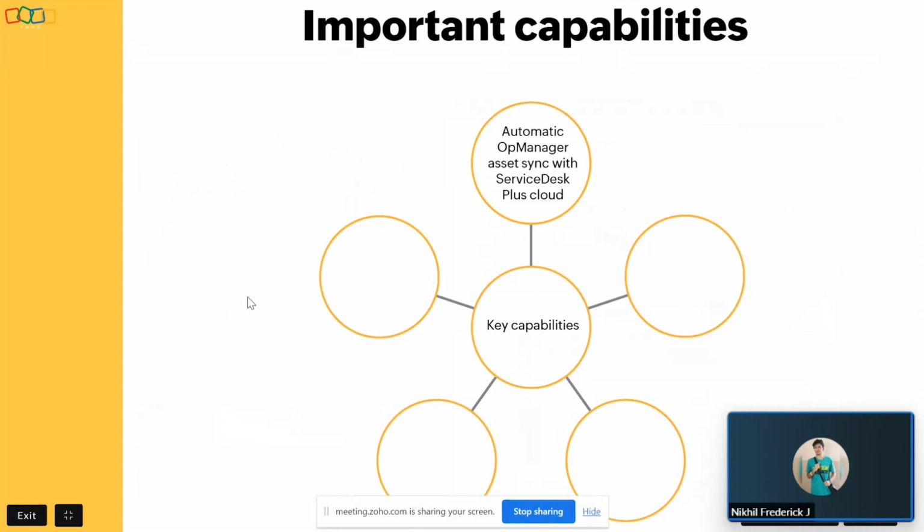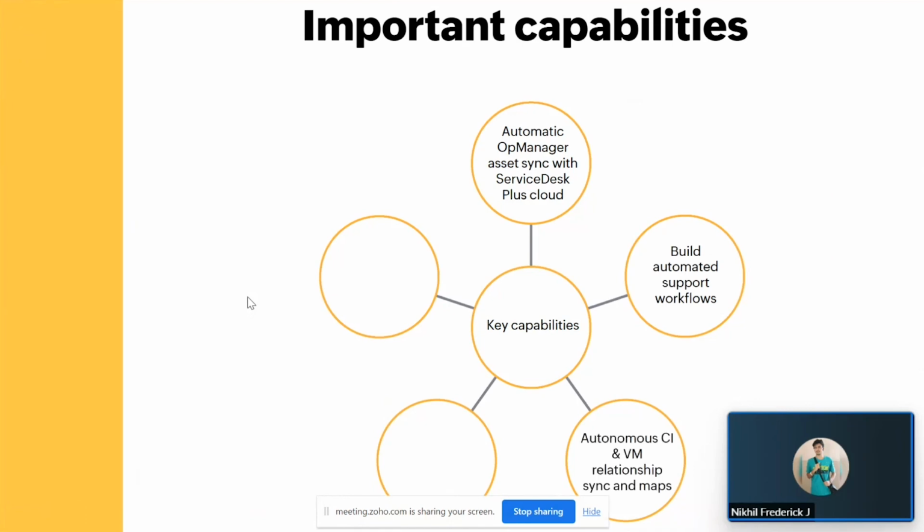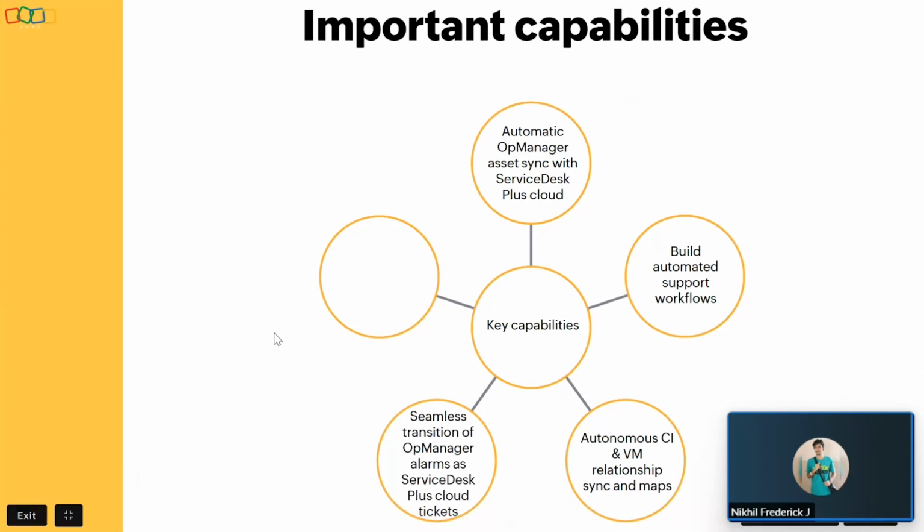The first one is the automatic OpManager asset sync with ServiceDesk Plus Cloud. Next is building automated support workflows to log a ticket. And next is the automatic configuration item, as well as virtual machine relationship syncing and mapping. Next is the seamless transition of OpManager alarms as ServiceDesk Plus Cloud tickets. And finally, establishing ticket profiles for groups of configuration items.